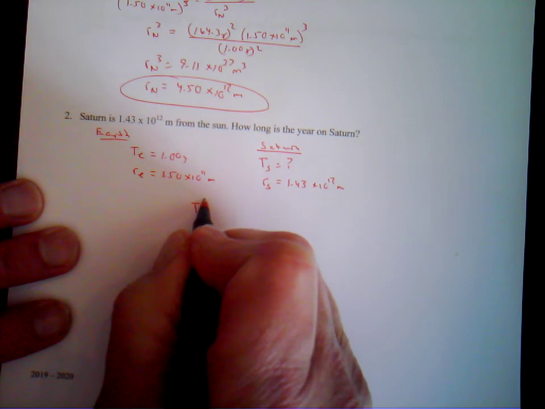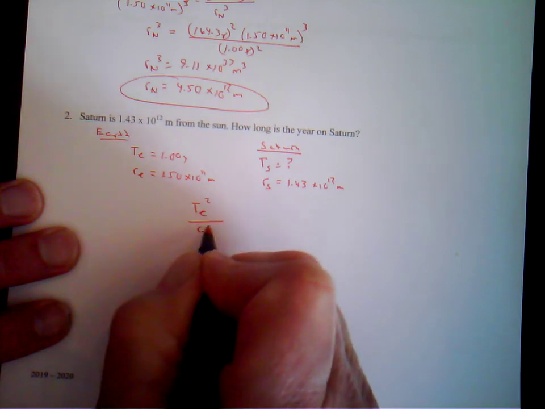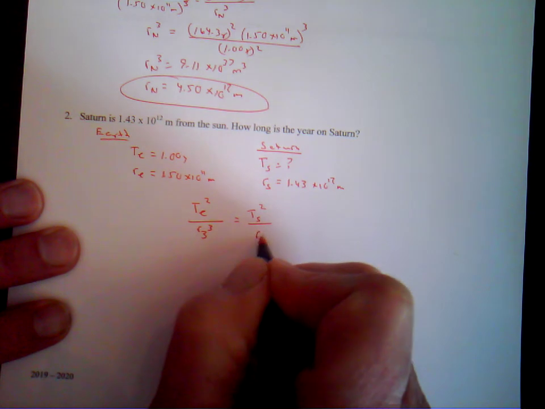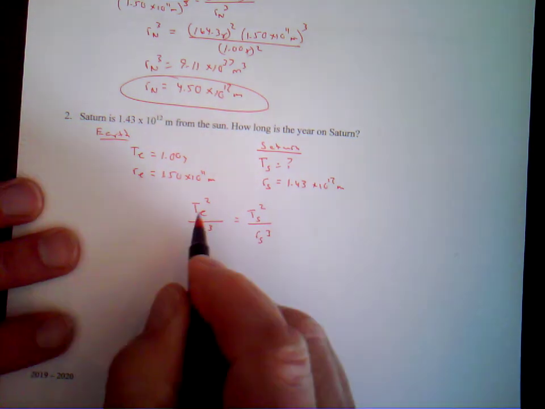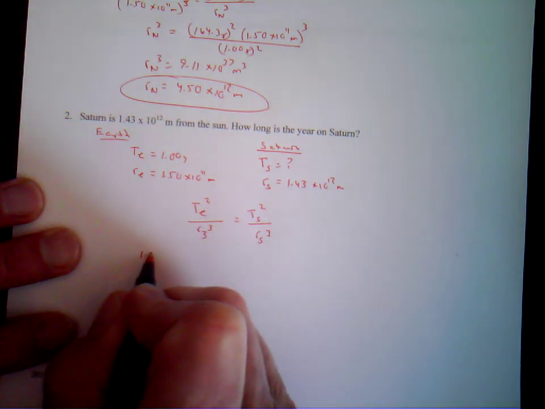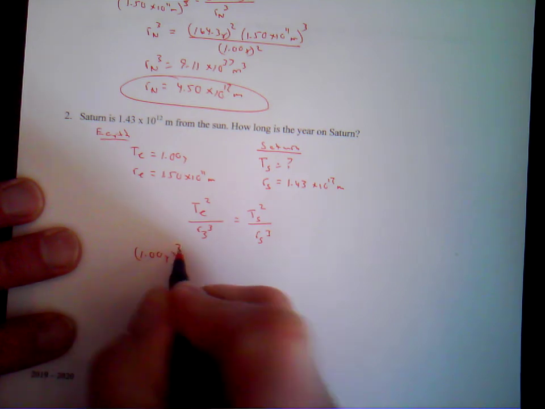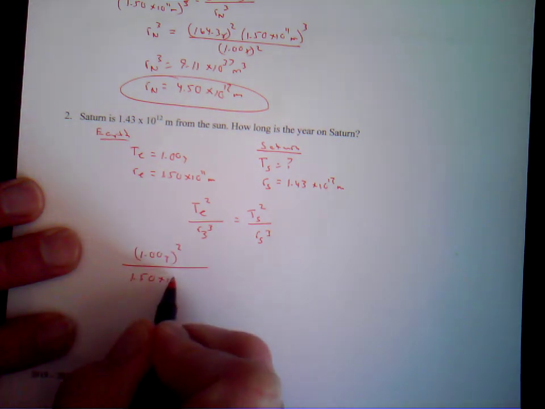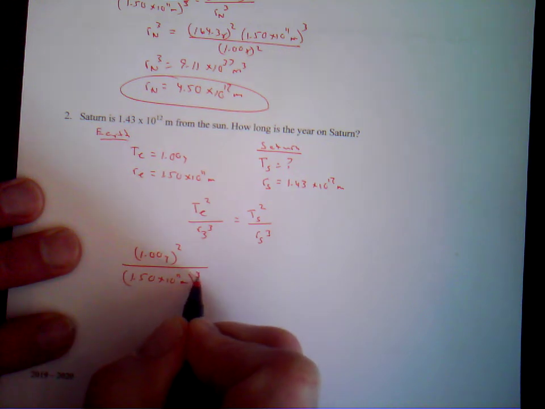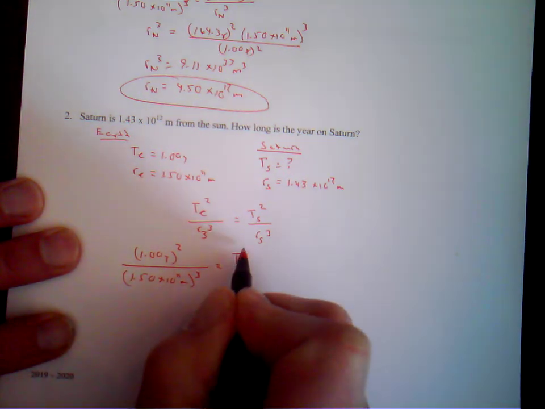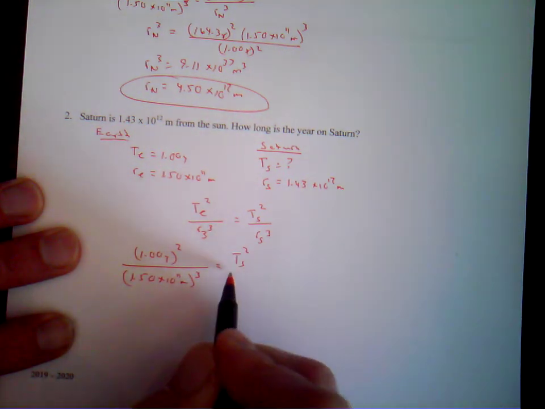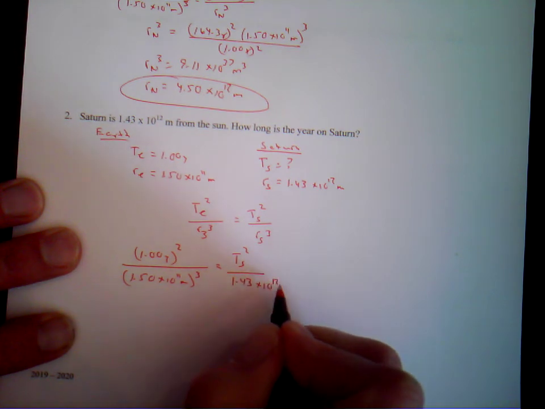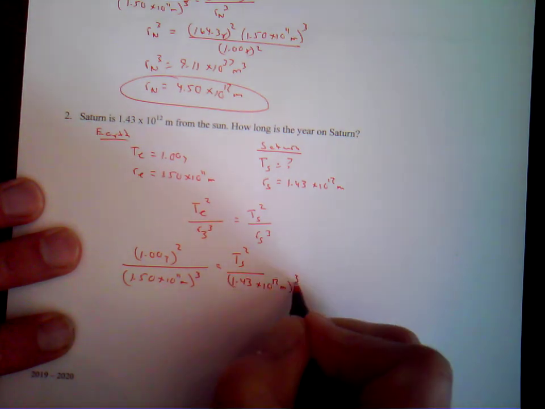The period of the Earth squared over the orbital radius of the Earth cubed is equal to the period of Saturn squared over the orbital radius of Saturn cubed. We put the numbers in. This again is 1.00 years squared over the orbital radius of the Earth, 1.50 times 10 to the 11th meters cubed. Period of Saturn is what we're solving for. Period of Saturn squared, over the orbital radius of Saturn, which is 1.43 times 10 to the 12th meters, all cubed.